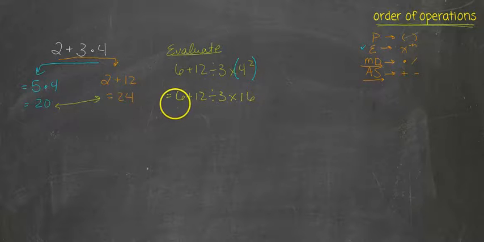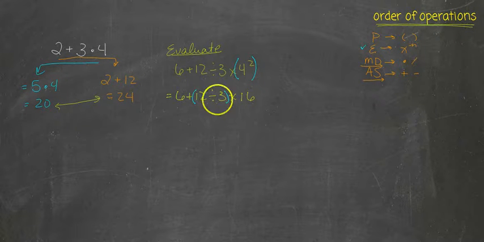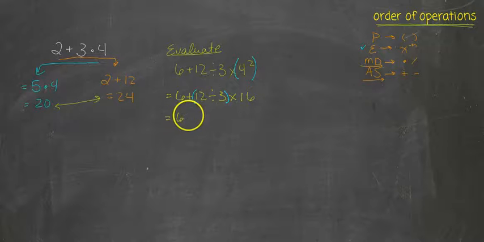So in this case, the first thing I come to on the multiplication and division level of order of operations is the division. So I'm going to do this part first and leave everything else exactly the same. 6 plus, well, 12 divided by 3 is 4, and then times 16. Okay, so I notice now that I haven't finished with multiplication and division. I still have a multiplication, so I'm going to do just the multiplication.